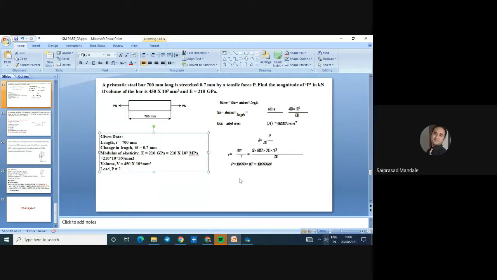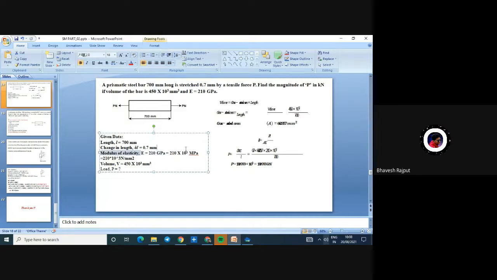We will first find stress. Stress is a force per unit area. We don't have a force, so we can put the value P upon A. Do we have a value of diameter? We have Young's modulus, that is E. So how to utilize E?